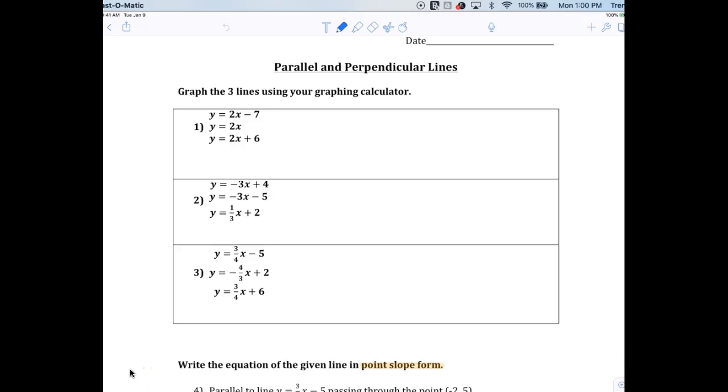I want you to type in under y1, y2, and y3. I want you to type in those three equations quickly. All right. Then once you have those typed in, I want you to hit zoom standard, and then I want you to graph. All right. Make sure you're there. All right. Let's go.